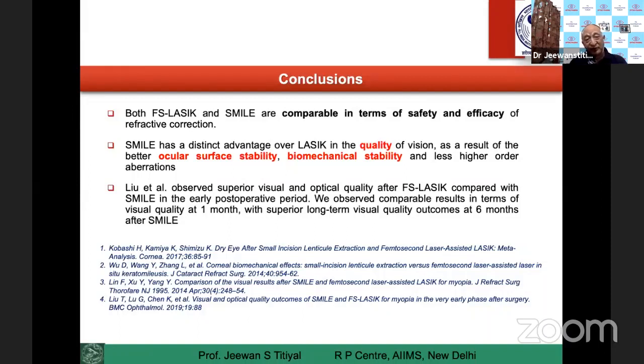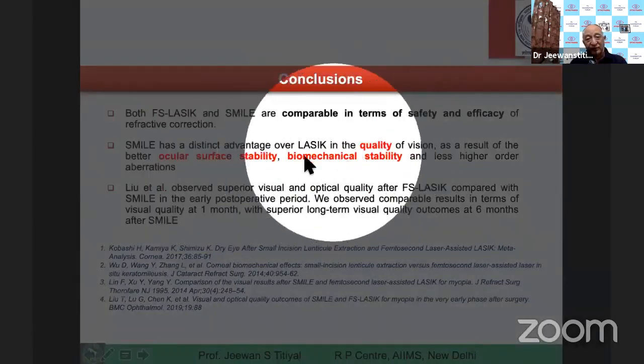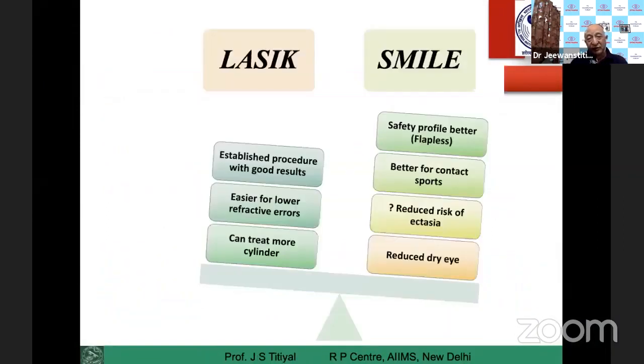This was a 1 year follow-up for our patients. At 1 year, we did have a better quality of vision, better corneal biomechanical support, and better ocular surface with the SMILE procedure. So this tells us this SMILE or lenticule-based procedure is the future surgery for us, and maybe more surgeries should be done based on these basic criteria.